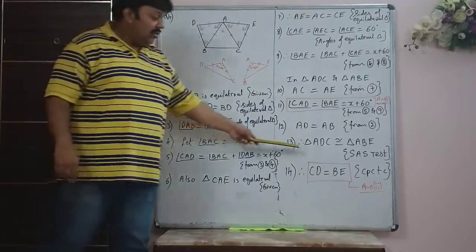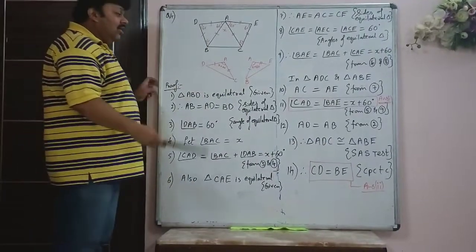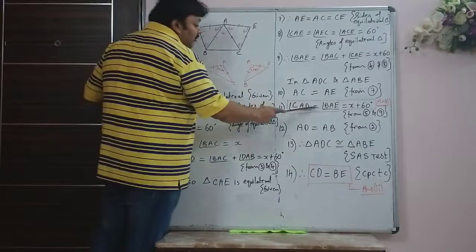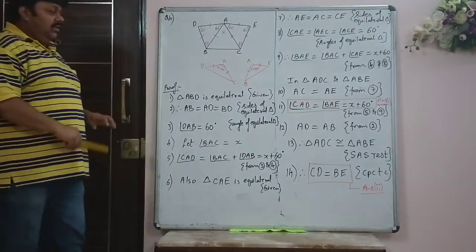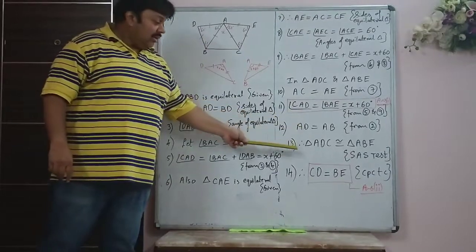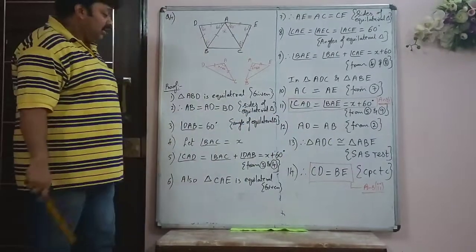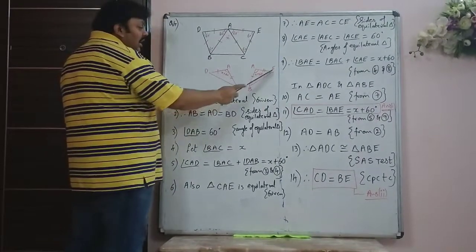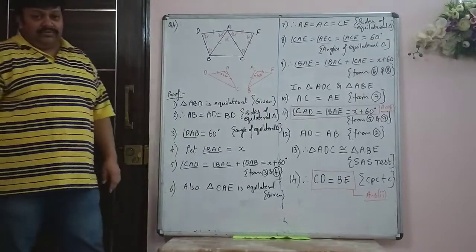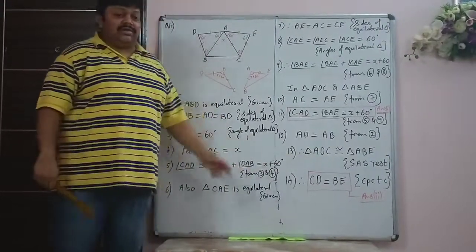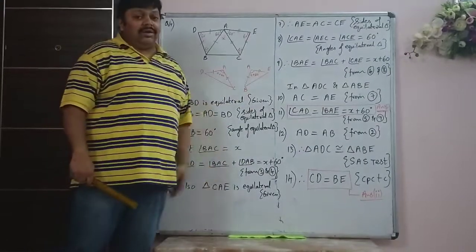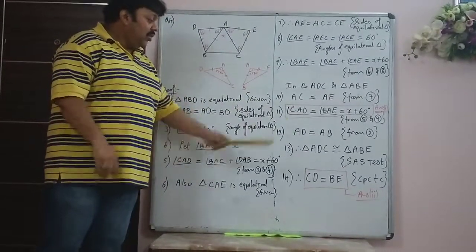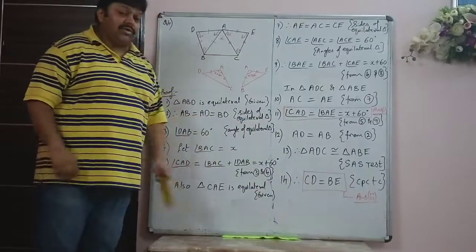So the two triangles are congruent by SAS test, and I have already proved earlier that CAD is equal to BAE is equal to X plus 60. So this is the first part which was required. After I prove the two triangles are congruent, I can say that the corresponding sides, that is CD and BE, are equal. So CD is equal to BE, that is CPCTC. So I have proved both the questions asked, and I have highlighted those answers.